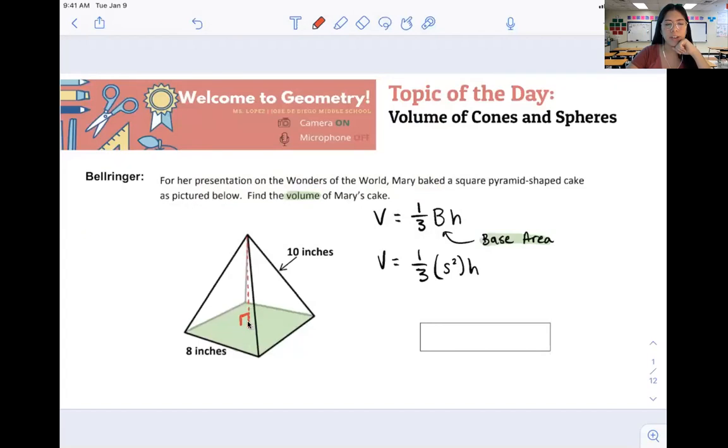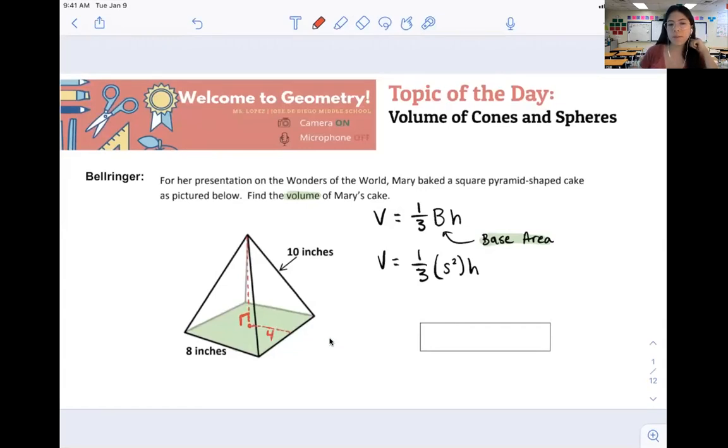Now I put a dot there. That dot is located at what point of this square? It's the center. So let's think about this. Let me do it this way. If that's the center, then how long would this length be right here? Four. So this is 4 because this is the center, right? So if the whole length is 8 inches, then halfway would be 4 inches.